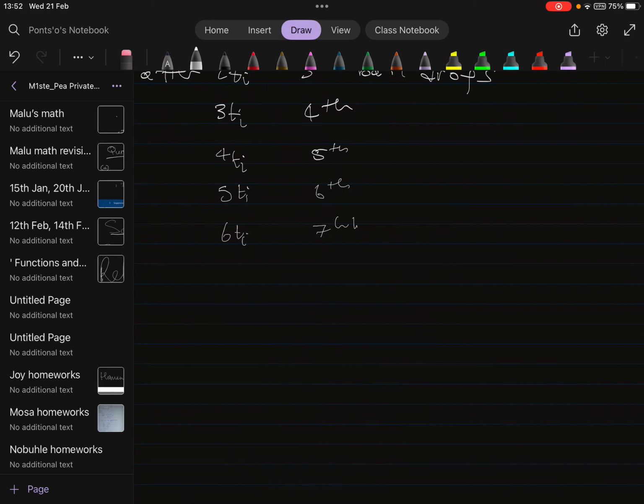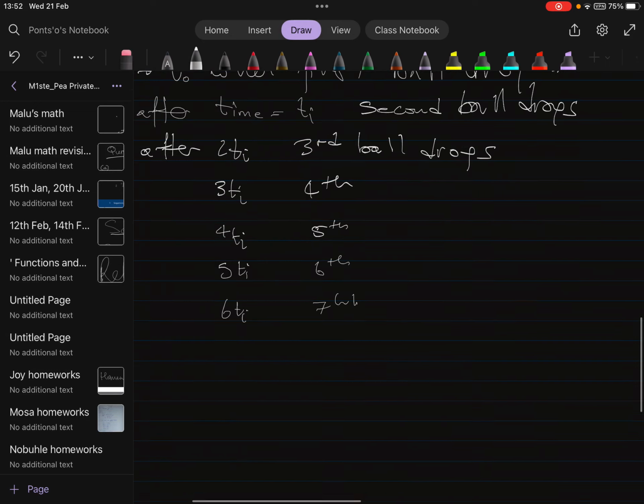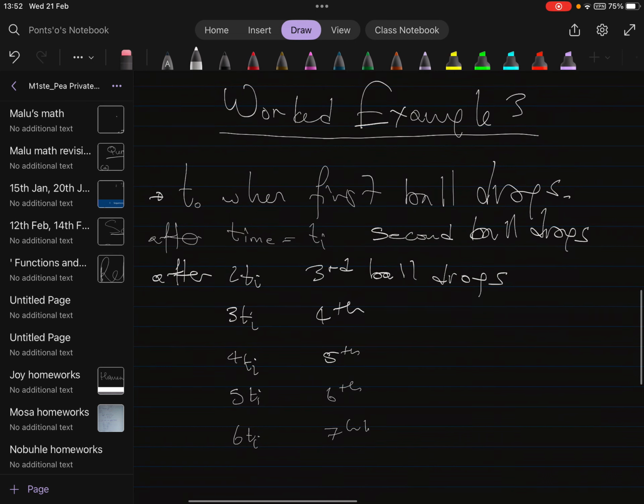Okay. So I'm done chewing. So now we know that the sequence is like that. Ball 1 drops. After time t, the second ball drops. And if the time intervals are the same, that means the fourth ball is dropped after the third time interval, the fifth ball after the fourth time interval, and so on.